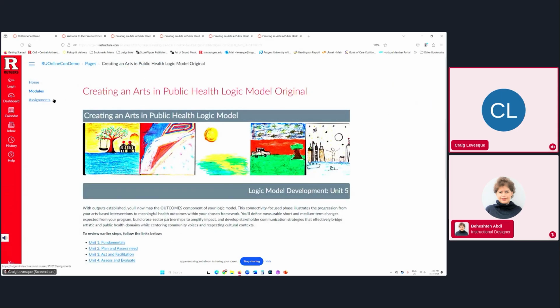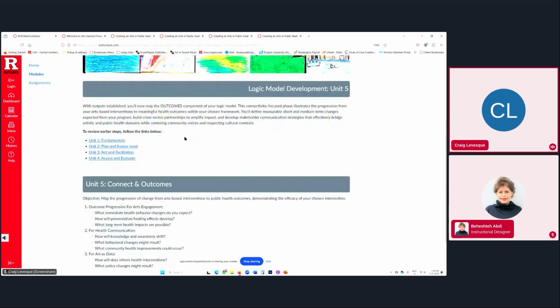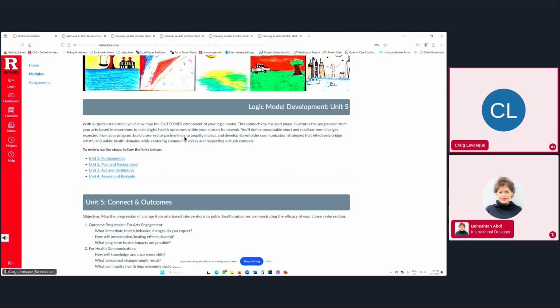Okay, let's look at another kind of fuzzier example. This is for an arts and health course that we're doing with REO in conjunction with NJPAC. So what we have here is an assignment. And I know it doesn't look like an assignment, and that's because I've configured things just for this.